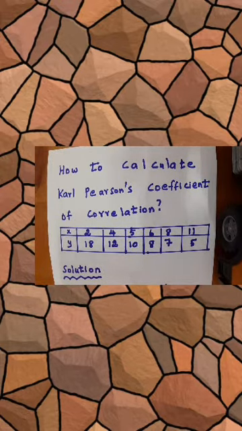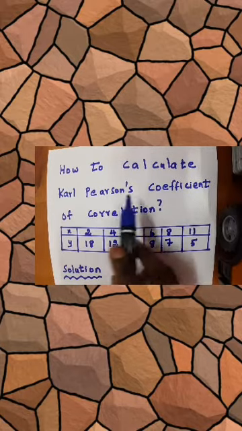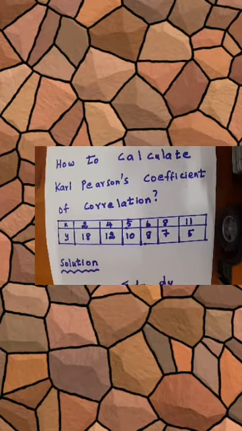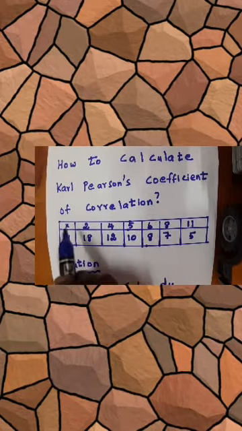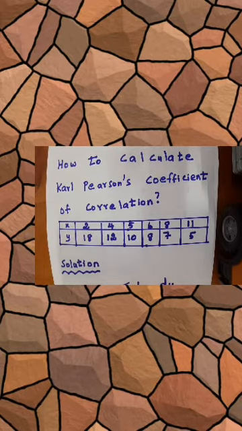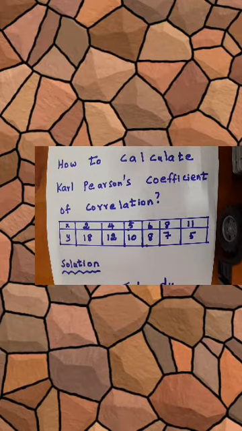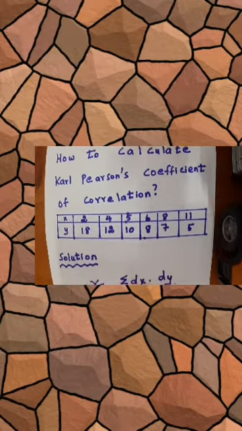Okay, students. So now we will see a problem based on this, how to calculate Karl Pearson's coefficient of correlation. So this is the given question. You have an x variable and y variable. So you have the x variable 2, 4, 5, 6, 8, 11, 18, 12, 10, 8, 7, 5. So understand the question, that's very important. Here we are going to calculate Karl Pearson's coefficient of correlation.